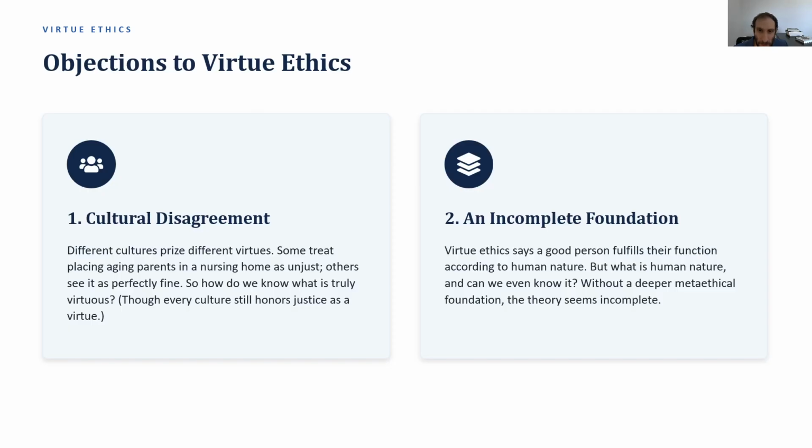Now, despite the practicality of virtue ethics, there are a few main objections that the virtue ethicist receives. First, different cultures hold up different ideas and prize different things regarding what is good or bad, what is virtuous or vicious. For example, in some cultures, it is a vicious act to put your aging parents in a nursing home. Some cultures would say that you are being unjust to your parents, that you are not giving your parents their own due, what they deserve.